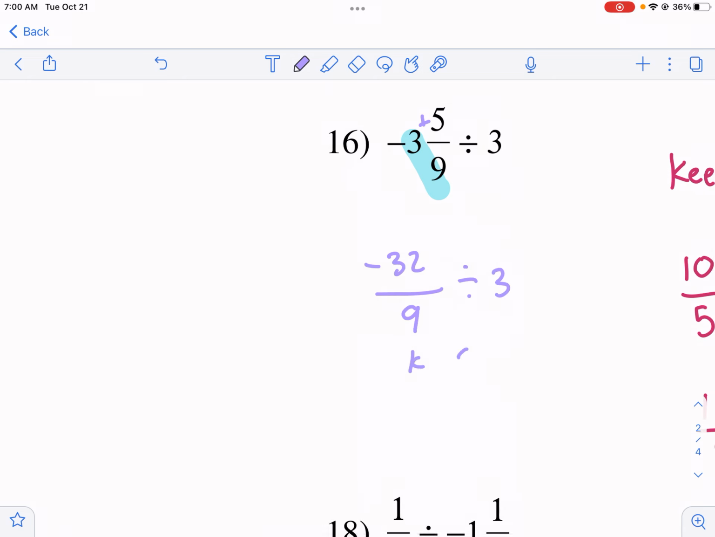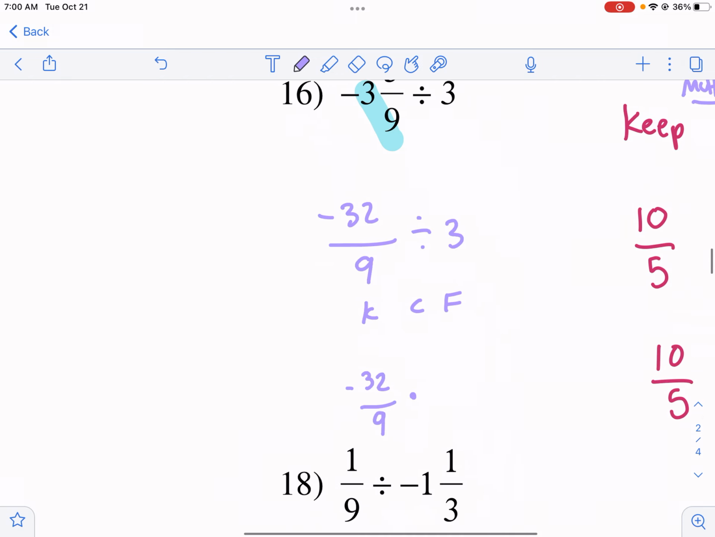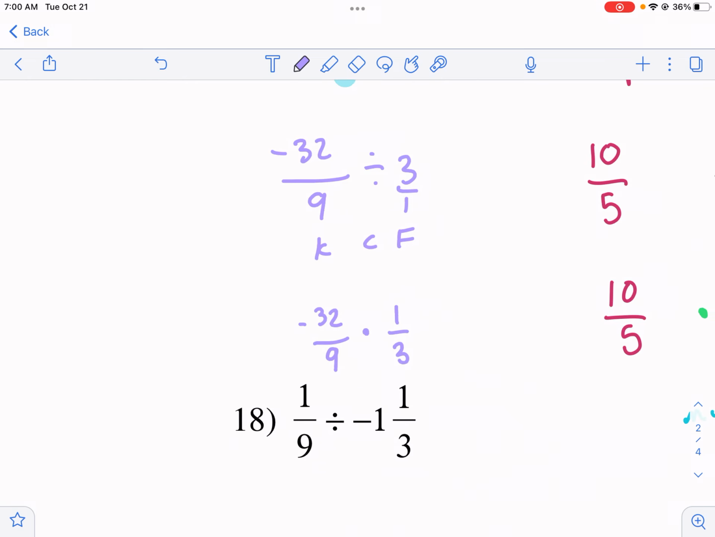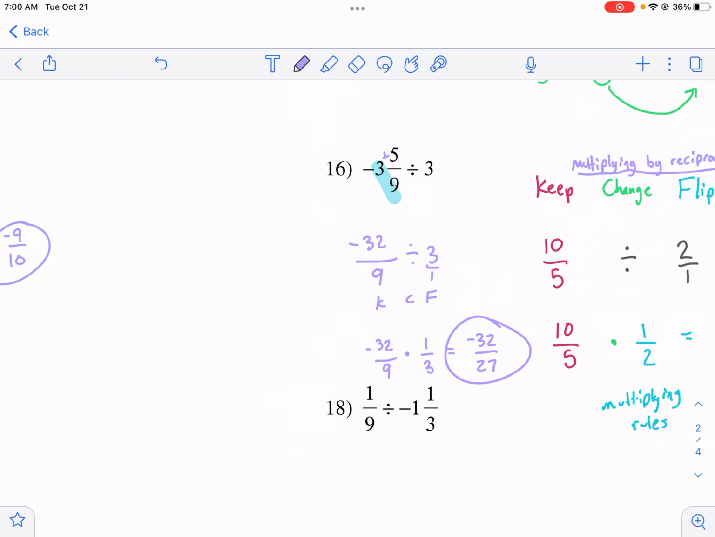Now I need to keep, change, and flip. So I keep this the same, negative 32 over 9. I change this to multiplication, but I can't just multiply by 3. That's ridiculous. That'd be changing the problem. Instead, I make it 3 over 1, and I flip it to be 1/3, just like that. 32 and 3, and 32 and 9 don't have any common factors, so I could just go ahead and multiply: negative 32 over 27, and there's my answer. That's all there is to it.